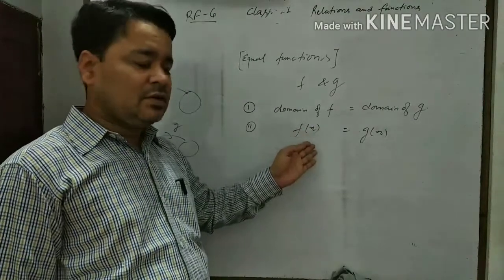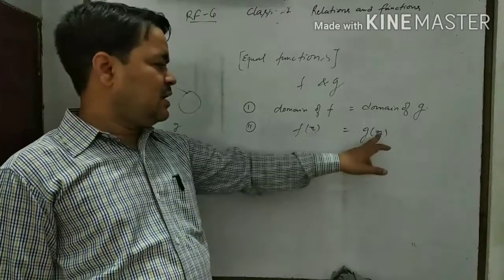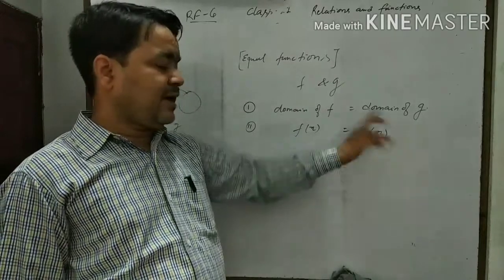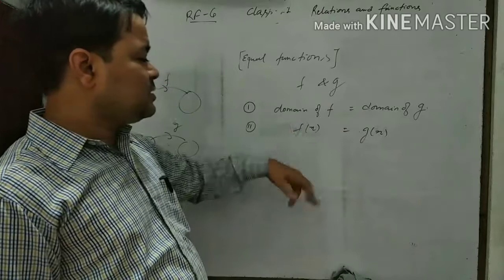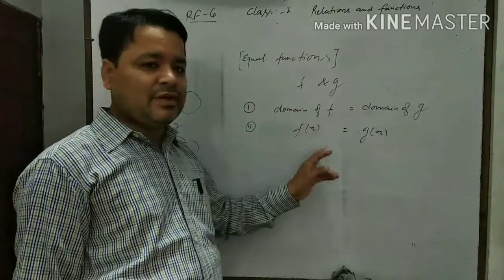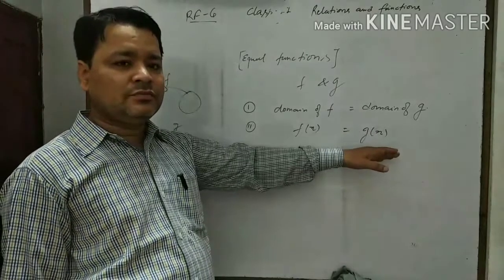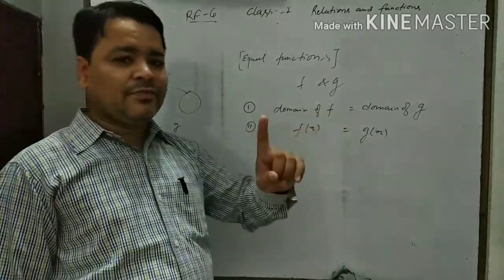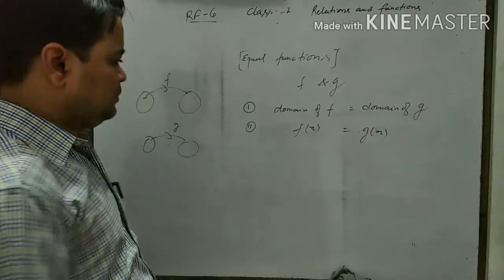That is y. What is f(x)? f(x) is the image of x. And what is g(x)? Image of x in function g. And f(x) means the image of x in function f. If both are equal, then this is the important condition for functions f and g to be equal.